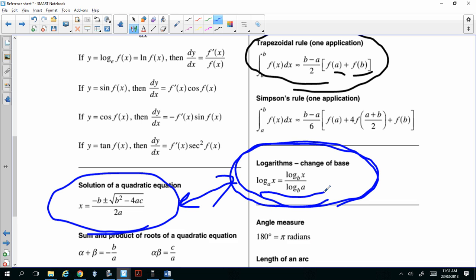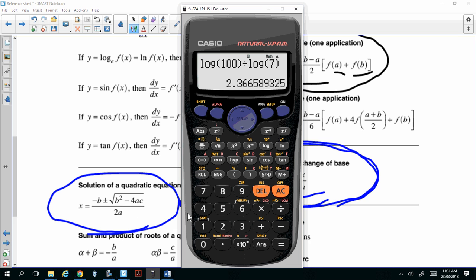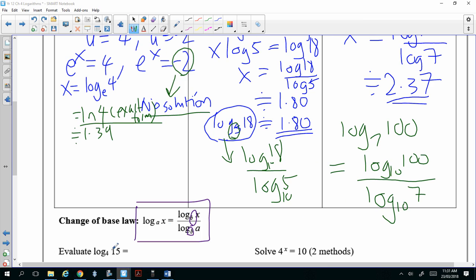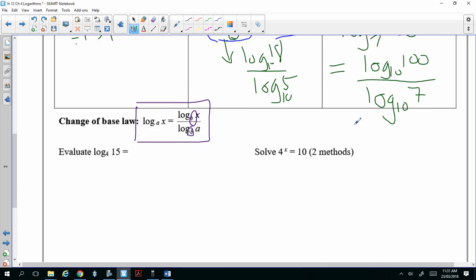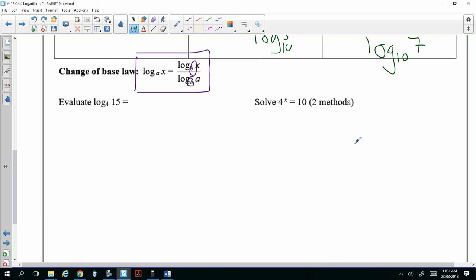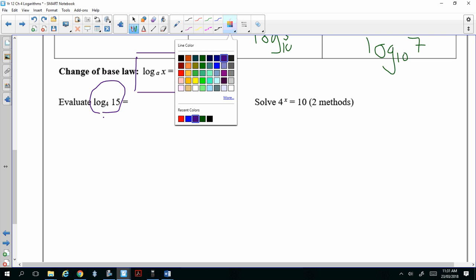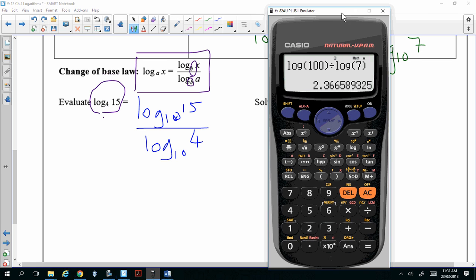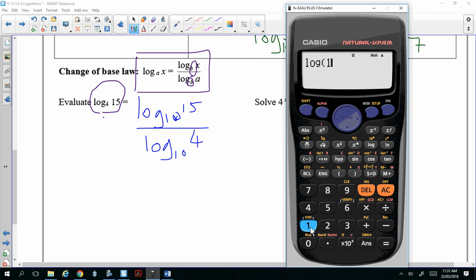So going back to this. All right, so say you want to calculate log base 4 of 15. So you can do it in two ways. You can change it to base 10, log base 10 of 15 over log base 10 of 4, like this. And then you can use your calculator. You just go log 15 divided by log 4, like that. 1.95.